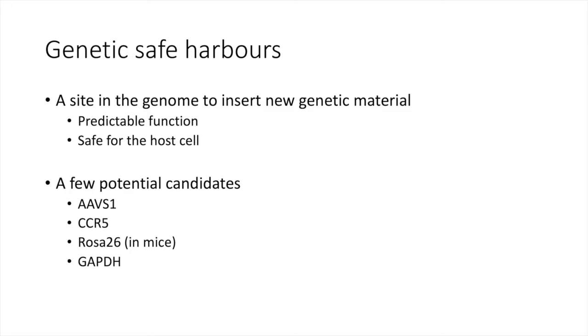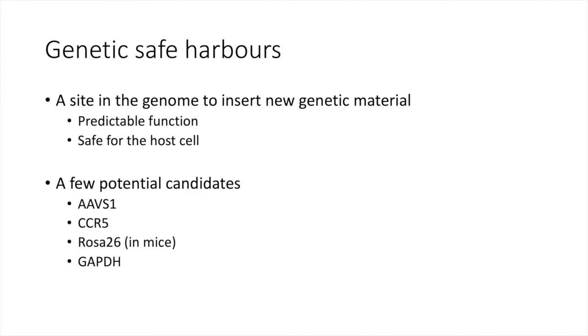So you need to use an expression system that inserts the gene into what is known as a genetic safe harbor. A genetic safe harbor is a site in the genome where you can insert new genetic material where you know that the gene that is inserted will have a predictable function, which means we know exactly how that gene will behave, whether it's turned on or if it's inducible. And we also need to know that that site is a safe site for insertion. That means that inserting the gene won't interrupt any other genes.